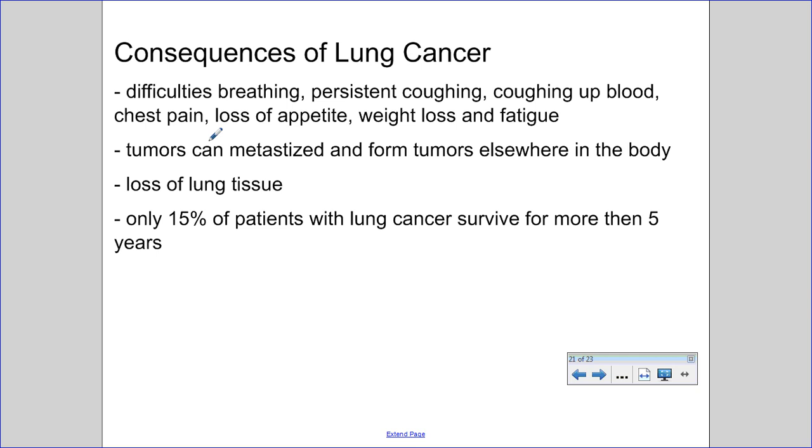And as that cancer spreads throughout the lungs, it can result in a loss of lung tissues, and the mortality rates are pretty high with lung cancer. Only about 15% of patients with lung cancer survive for more than 5 years. So quality of life is not too good if you've been diagnosed with lung cancer.